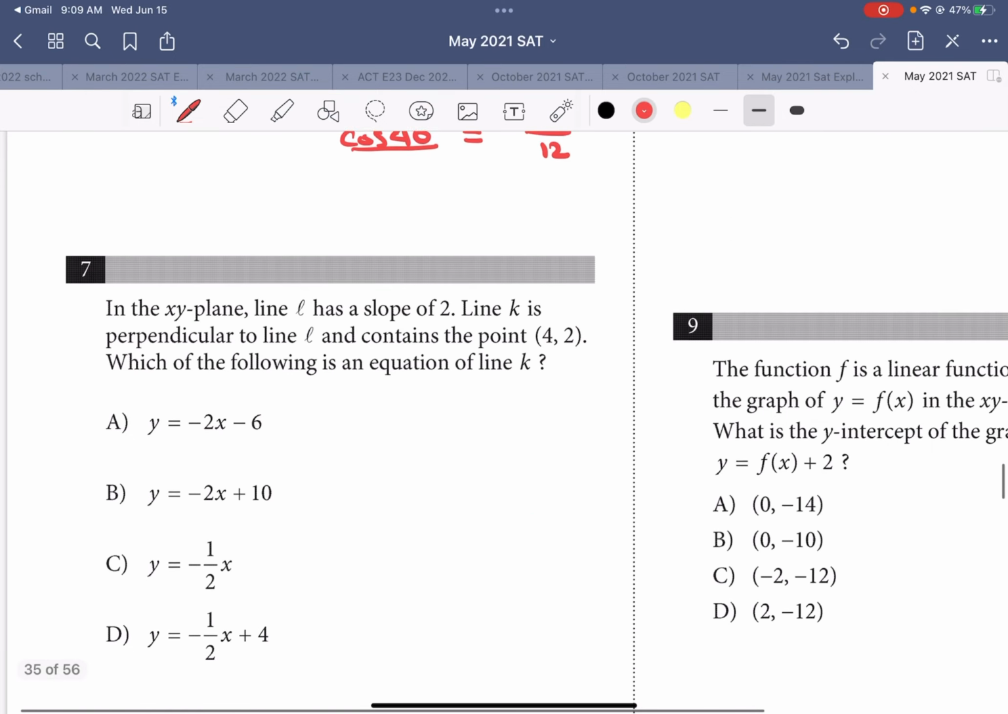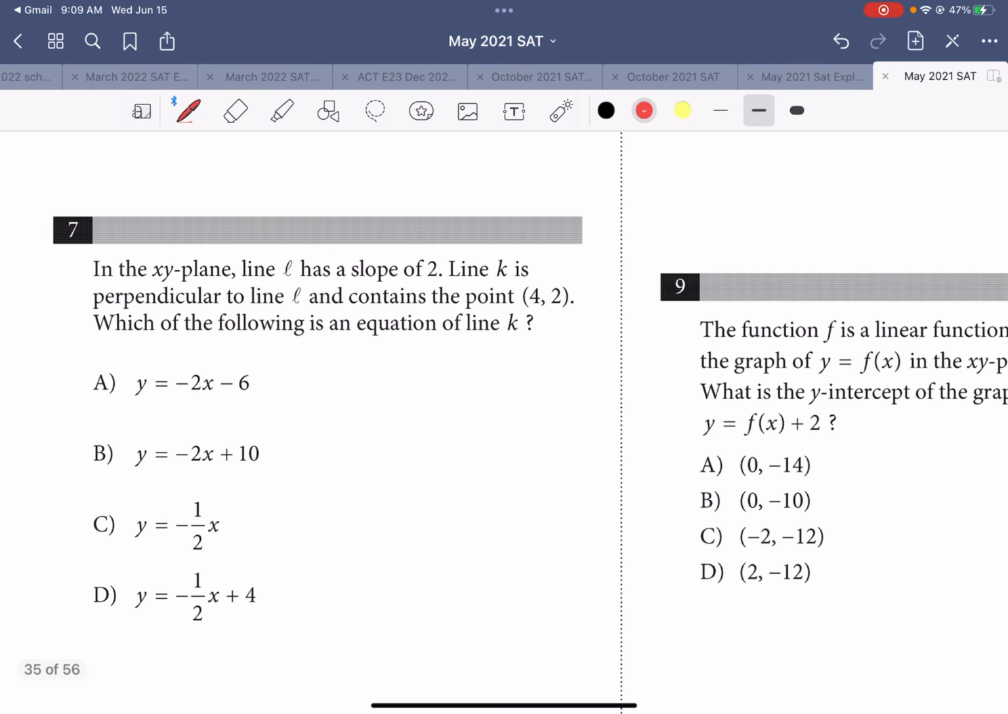2. Number 7, in the xy plane, line L has a slope of 2, line K is perpendicular. So perpendicular line slope is opposite reciprocal of 2, so should be negative 1/2. And then contains this. So first of all, which one has a slope negative 1/2? This, right? Contains means when you plug it in, it should pass through.